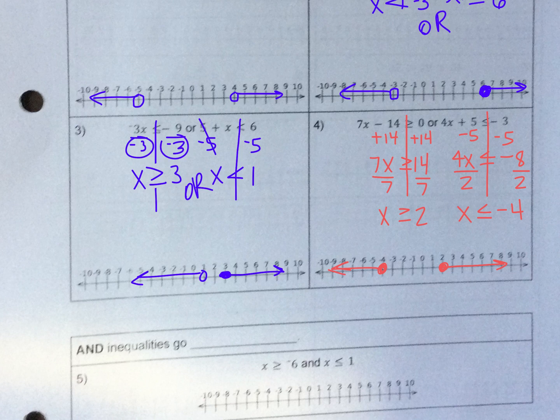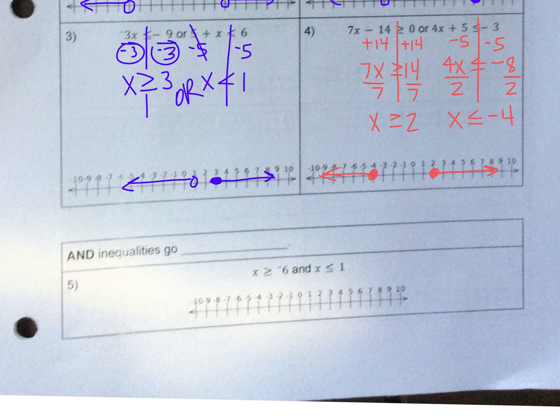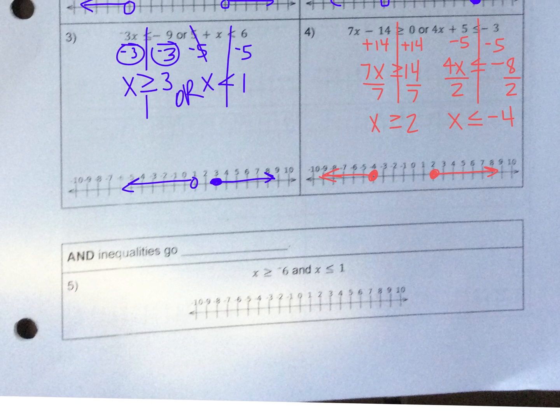Let's see what we do with ands now. Sorry, this picture is bad. I did not take a good one. And inequalities go together. They are going to look like this. And when I ask you to write it, your inequalities are always going to be less than inequalities. So first, let's just graph this.